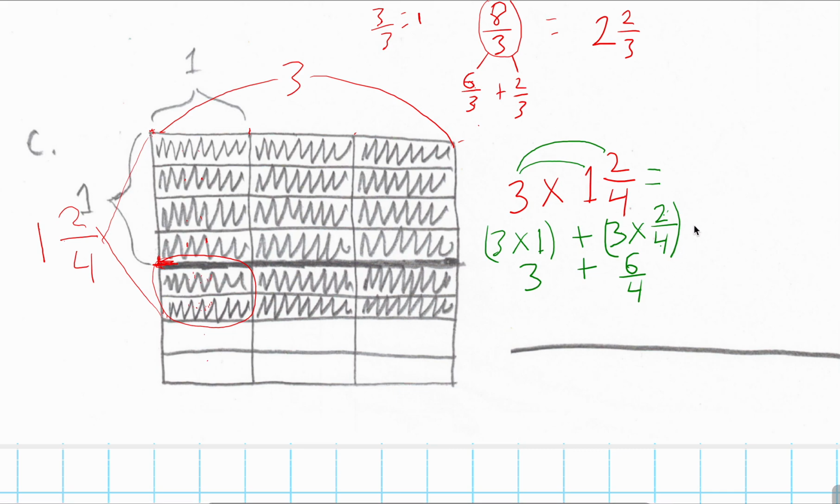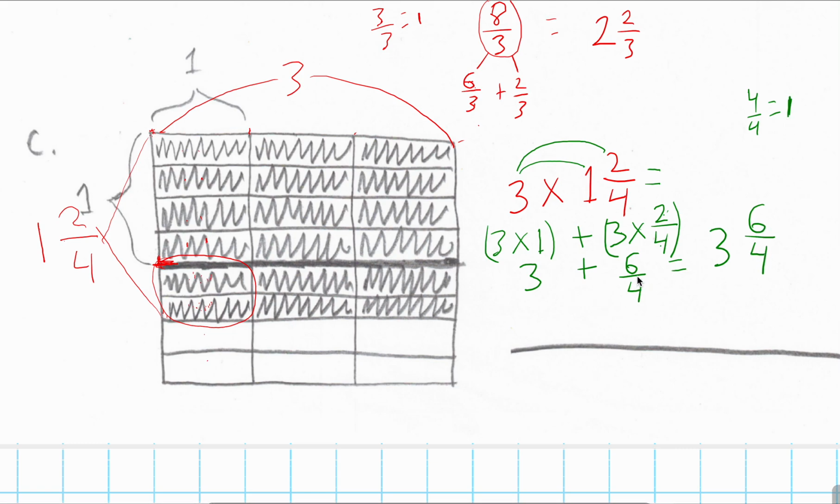So far my answer, all of this is giving us 3 and 6/4. Okay, so this is my mixed number here. But again, this mixed number, it's not proper because my numerator is bigger than my denominator. So I know that in this part of the fraction, I have more than a whole. I know that every 4 fourths equals one whole. And here I have 6 fourths.